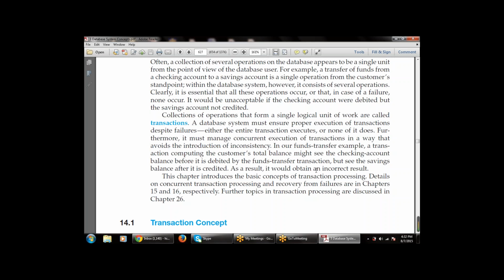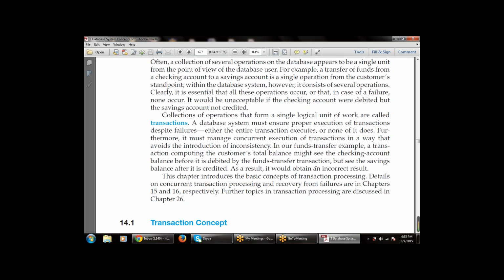So first of all, see whether the amount is available or not for debiting. As a result, it would obtain an incorrect result if the balance is not available and we credit the amount from that account. This chapter introduces the basic concepts of transaction processing, and details on concurrent transactions and recovery from failures are in chapters 15 and 16.